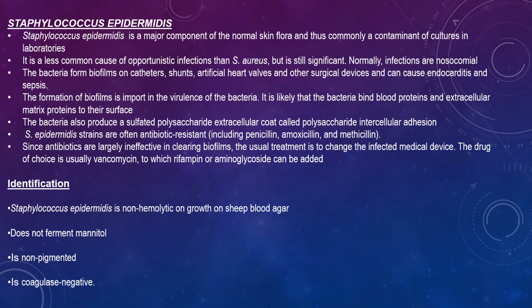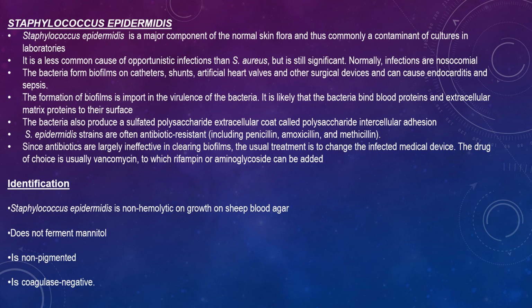Moving on to another type of Staphylococcus. So this is now Staph epidermidis. This is a major component of the skin flora and is commonly a contaminant of cultures in laboratories. It is a less common cause of opportunistic infections, but it's still significant. Normally, if these infections are nosocomial, the bacteria form biofilms on catheters, stents, artificial heart valves, and other surgical devices and cause endocarditis and sepsis. The formation of biofilms is important in the virulence of the bacteria.